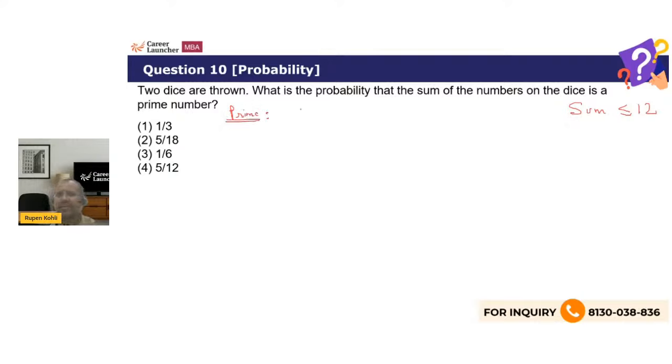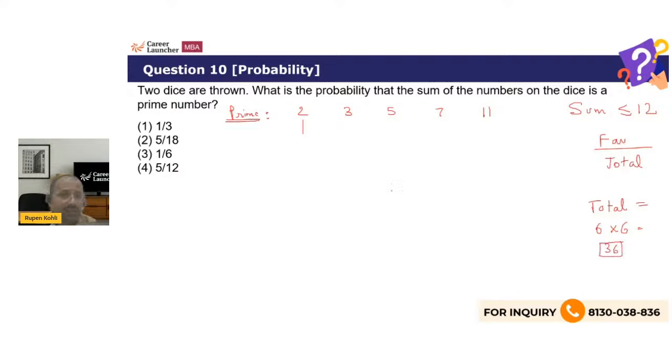Less than or equal to 12, we can get 2. 2 is also possible, 1 plus 1. Or 3 is also possible. 5, 7, 11. Right? Those are the possible prime sums that we can get. So first of all, probability is always favorable outcomes divided by total outcomes. So what are the total outcomes in this case? Each of the dice has 6 outcomes. So 6 into 6, a total of 36 outcomes, right?